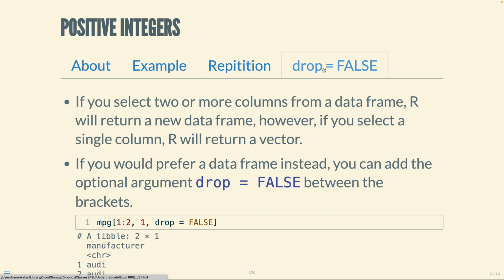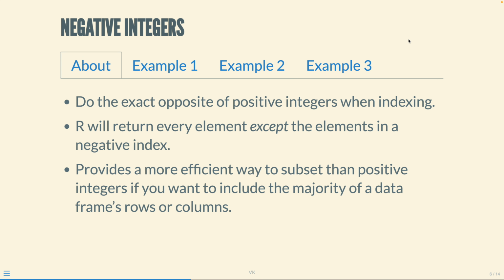Now it's possible that when you're working with vectors, if you select 2 or more columns from a data frame, R will return a new data frame. But if you select a single column, it might return a vector. If you want to keep that output as a data frame, you can just insert a drop equals false argument in that command. But that's for later. This is sort of a digression, but I just wanted to make sure you know about that.